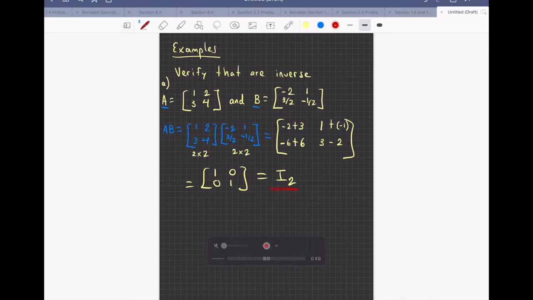Well, I'm sorry. I just did the multiplication A times B. We have to verify that B times A is the same. You can do that. Verify B times A is equal to the identity with size 2. And then they are going to be inverse. So again, with this definition, you need to have the two matrices to verify that they are inverse.